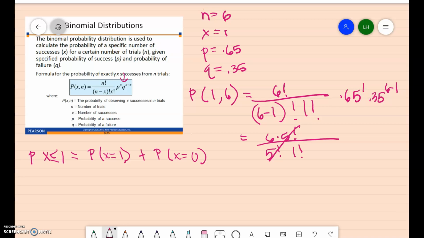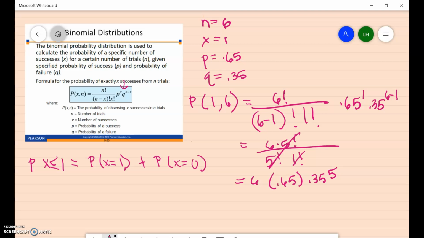And 1 factorial is just 1, so that's really nothing. So we end up with 6. So we need to plug in 6 times 0.65 to the first, which is 0.65, times 0.35 to the fifth. And then once we get our answer, we're going to round it to 4 decimal places. And so when you plug that in, you will get, for 1, our probability is 0.0205.